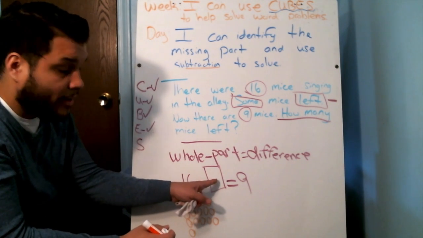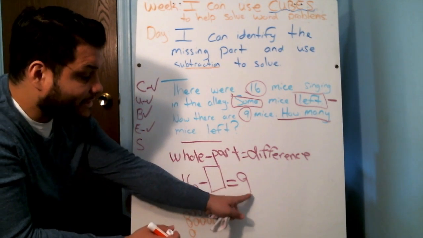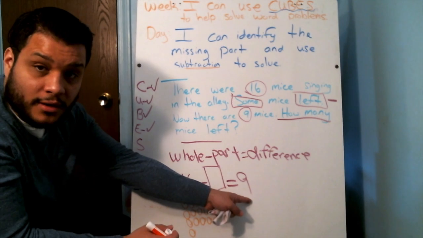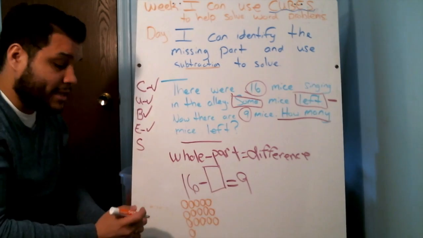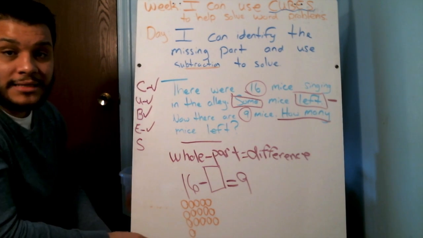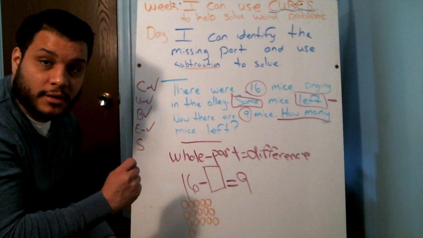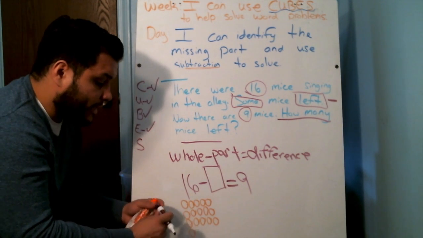I don't know how many I should be taking away, but I do know that I need to have how many left over? 9 left over. So today, I know it's going to seem like a long process, but what I'm going to do is cross out and then count until I have 9 left over. So I started at 16.